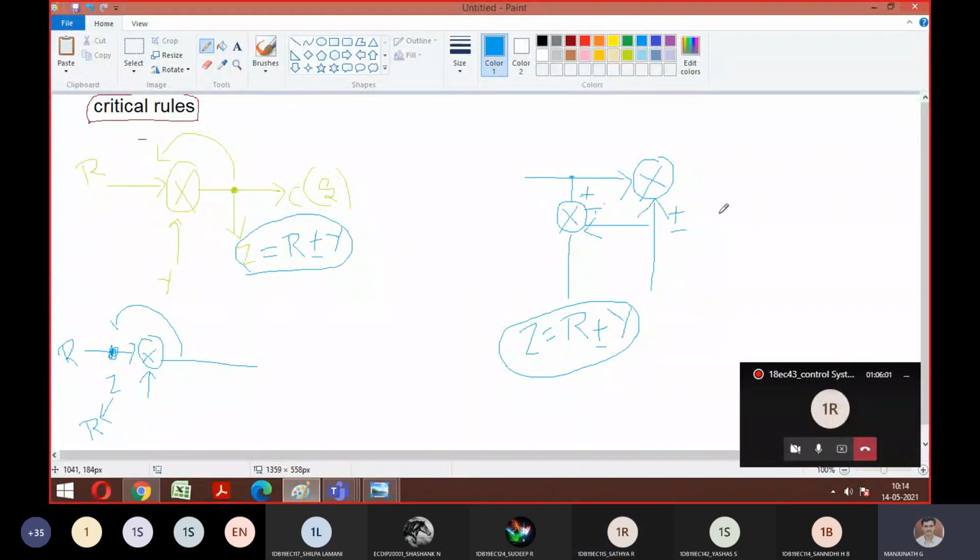So this is your rule number 11. These are the two critical rules you are supposed to understand. Now I hope you got the logic. If you get any such scenarios with respect to summing point and takeoff point, you have to implement this logic. Is it okay?